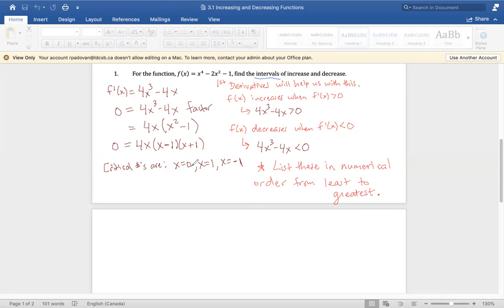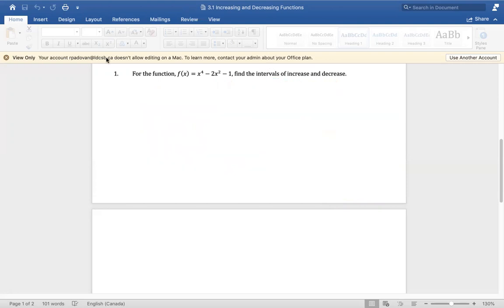So our values are x equals 0, x equals 1, and x equals negative 1. And also on our chart, we're going to be listing the factors of the derivative. So we're going to be listing that 4x is a factor, x minus 1 is a factor, and x plus 1 is a factor. And I'll show you how to list that in a chart. You should be familiar with this from grade 12 functions.